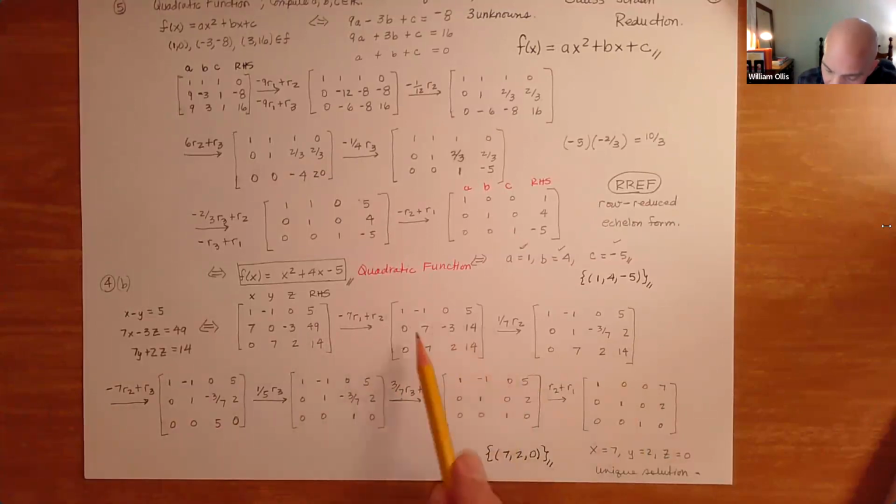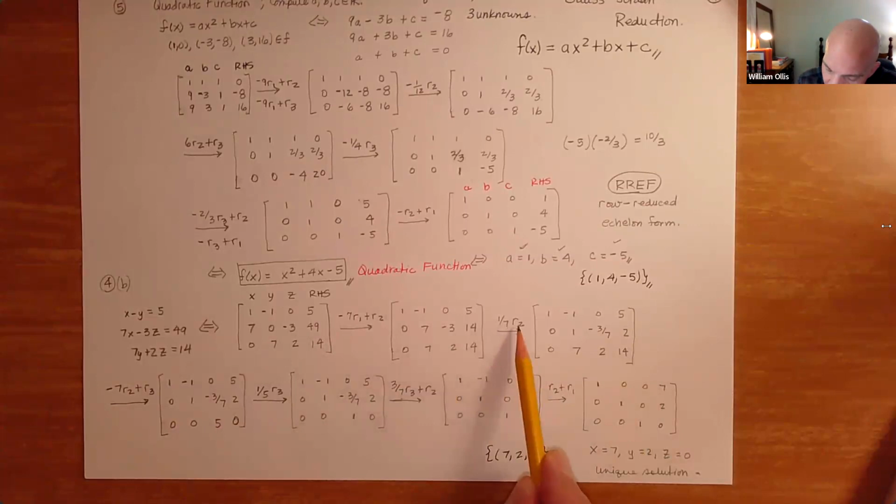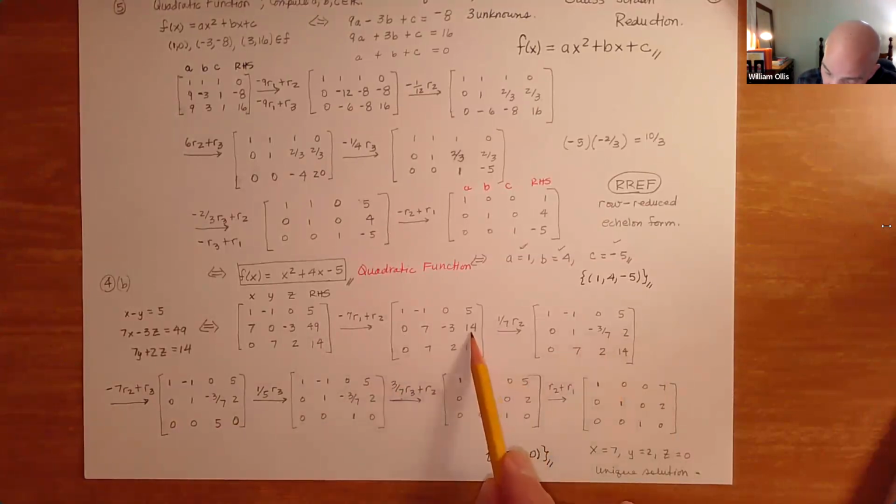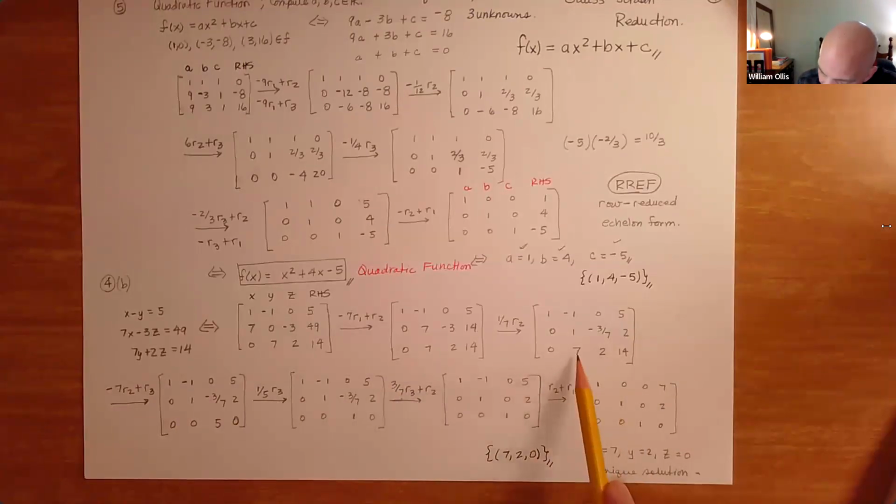Excellent. Next column, need a leading 1, so we've got to divide by 7. So 1/7 times row 2. So again, 7 over 7 is 1. -3 over 7. Again, write as a fraction. No decimals. Don't do it. Just write as fractions. And then, of course, 14 over 7 is 2. Got the leading 1 ready to go to make that a 0.